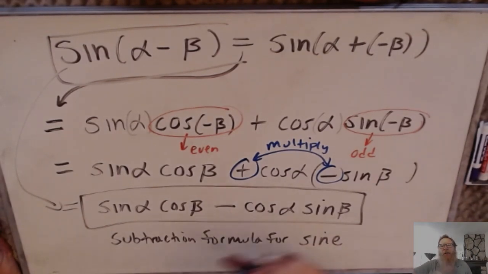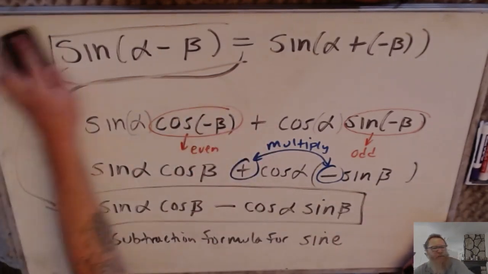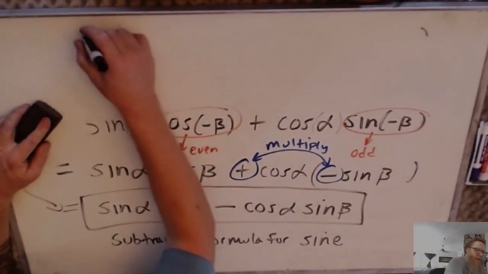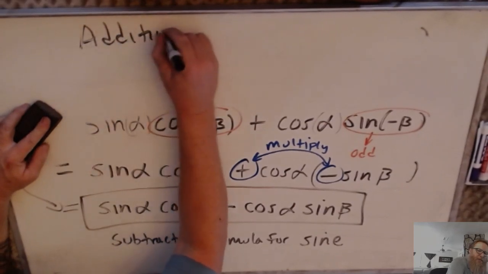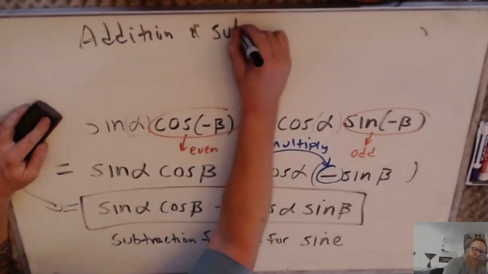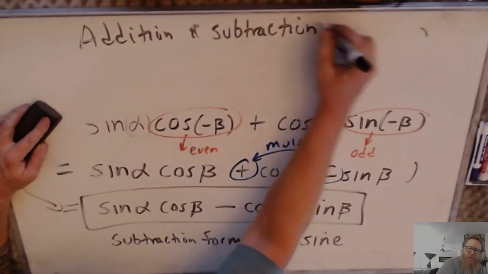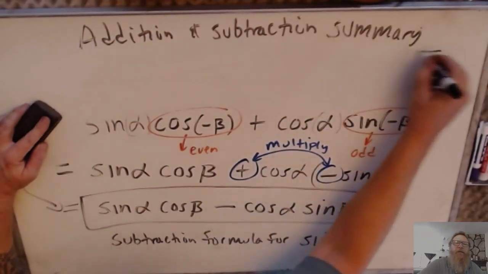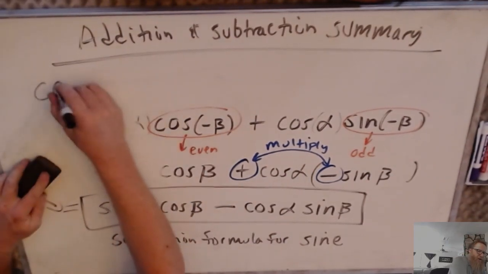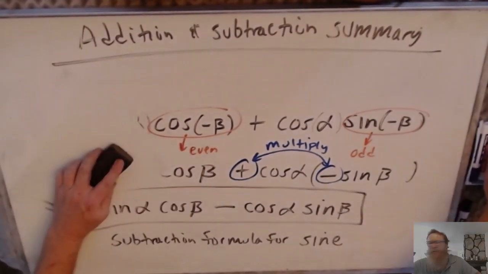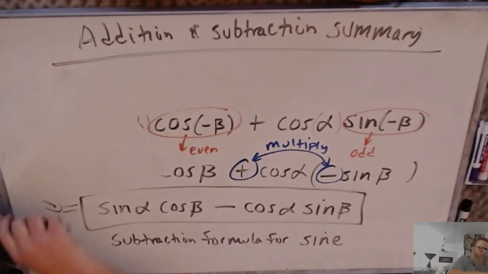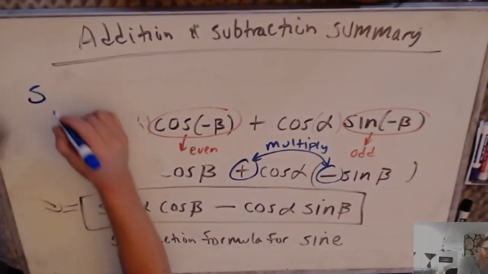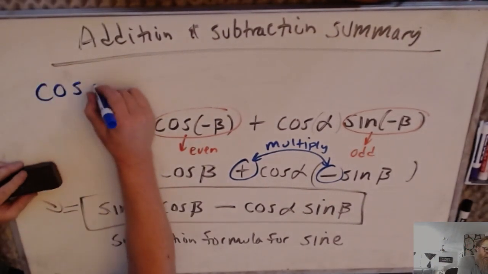Okay, I'm going to log out in a second. Let me really quickly erase this and write down all the formulas. Addition and subtraction summary. So far, this is the way I learned them. Hey, let's use that new blue pen that I've got. Brand new blue pen. This is how I memorize them, by just writing them down repeatedly.